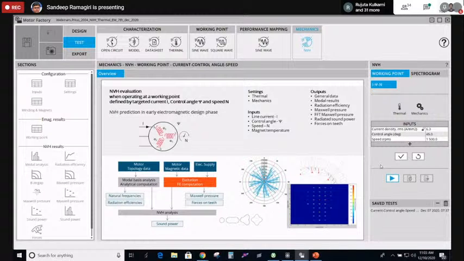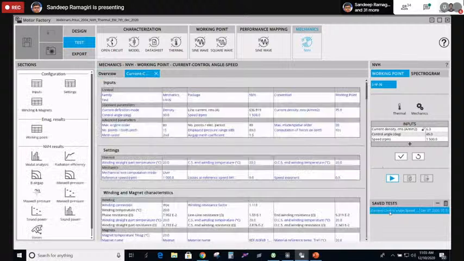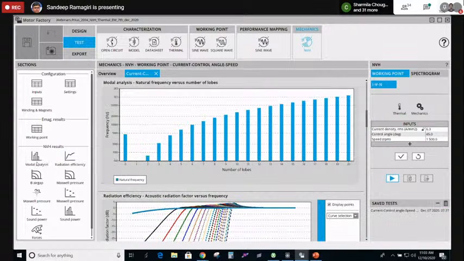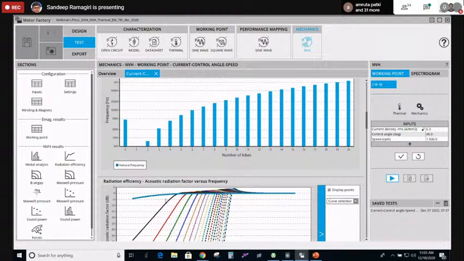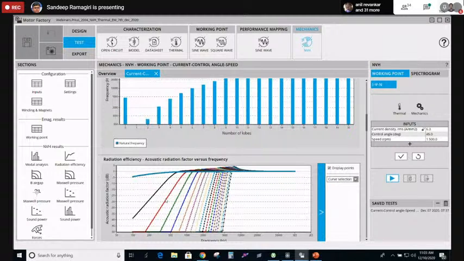Okay, so one classical example here. This is what we have done at one single working point. That means at one control angle and one current, and also at one particular speed, I did the NVH analysis. Similarly, you can do it at several working points. The result that I get, the first one, is frequency versus number of lobes. It means the computation of the natural frequency for each number of lobes we consider, and then we have a radiation efficiency, which means the capability of a mechanical structure to filter out the vibrations.